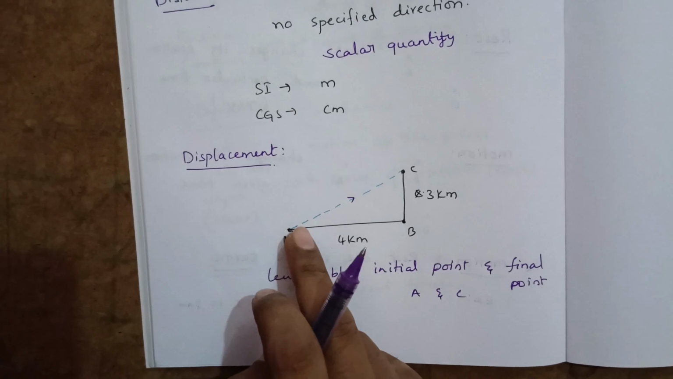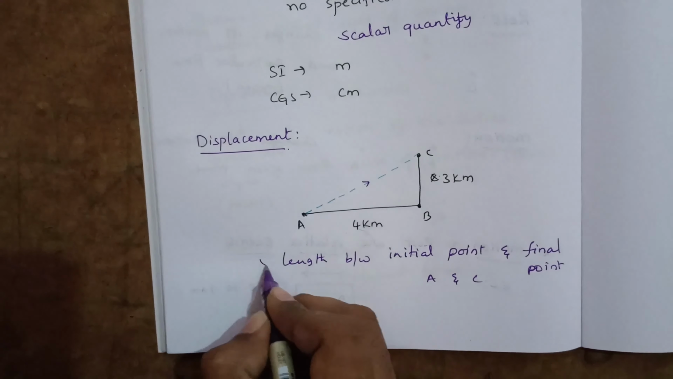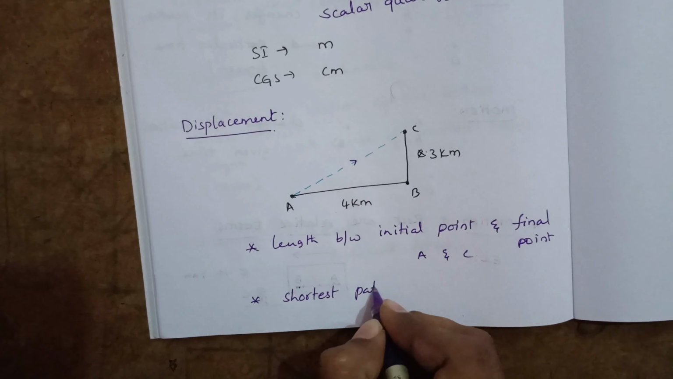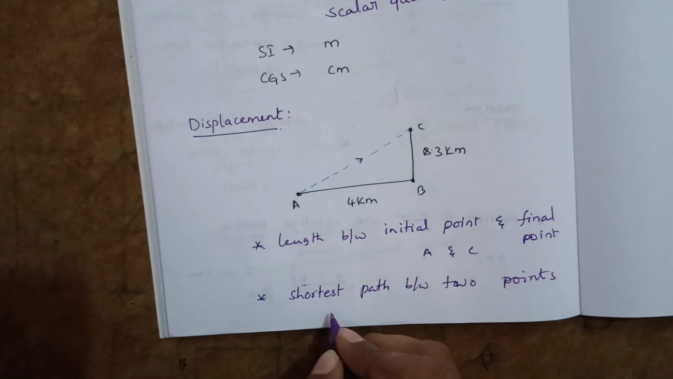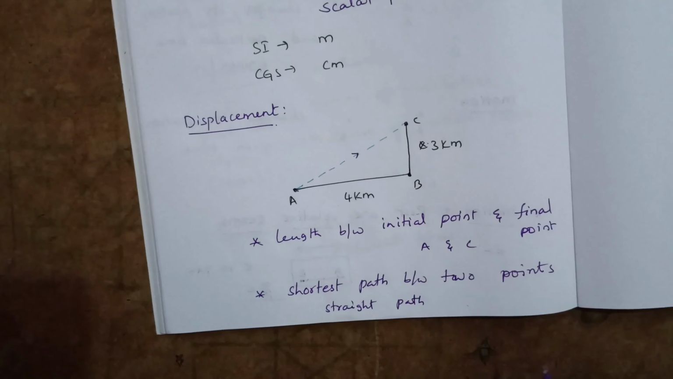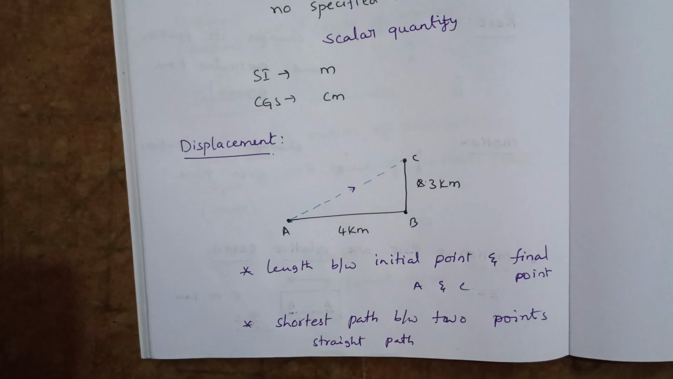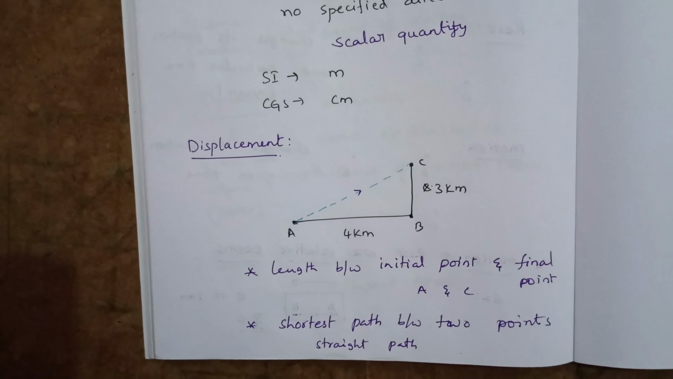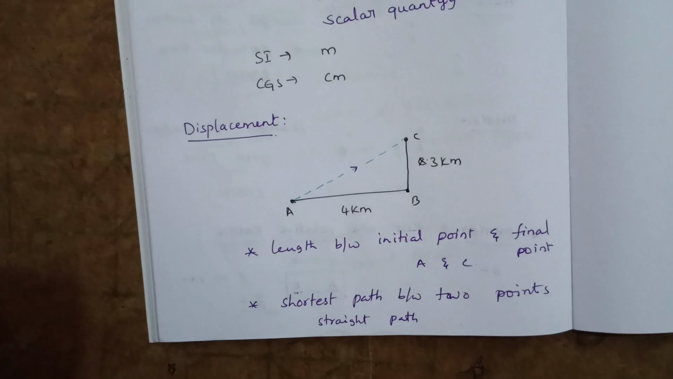Now this is from A to C. This is the displacement. Or else, we can say the shortest path between two points, or the straight path between two points, is known as displacement. Now what is the displacement here? How can we find the displacement here?